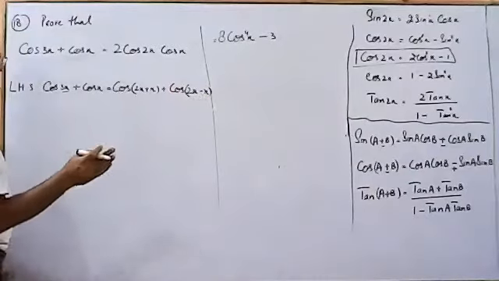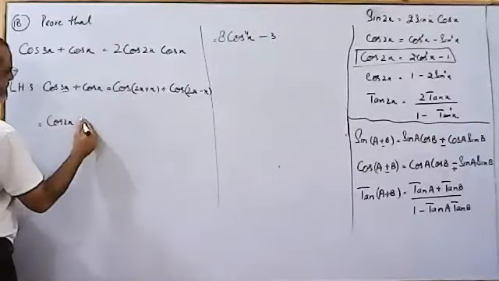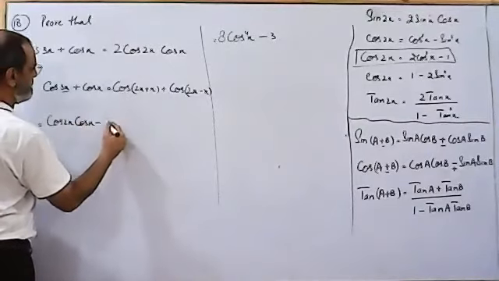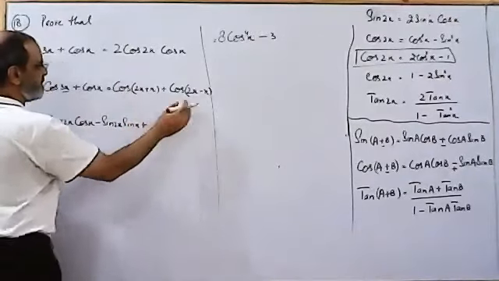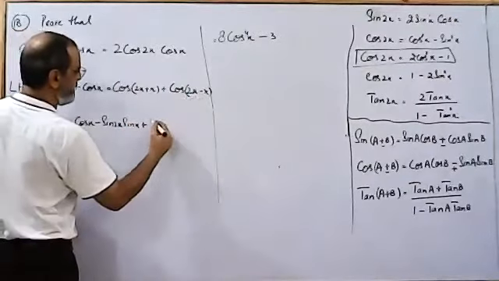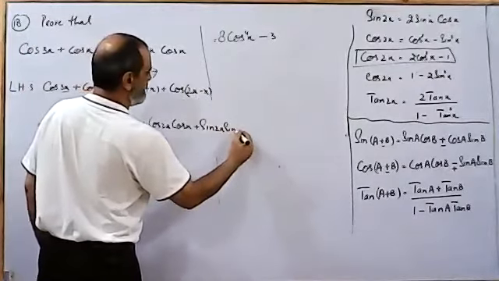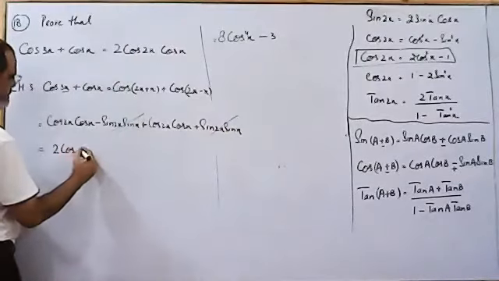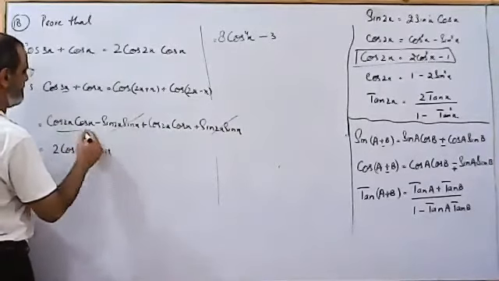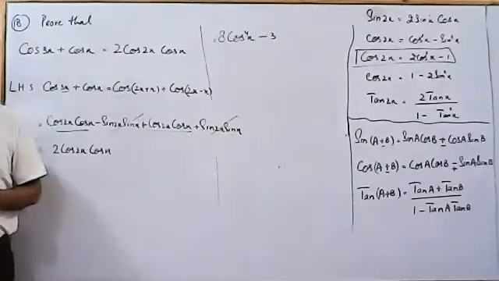Now using the compound angle formula, I can express it as cos 2x cos x minus sin 2x sin x, plus the expansion of cos of 2x minus x, which will be cos 2x cos x plus sin 2x sin x. So the sine terms get cancelled. We're left with 2 cos 2x cos x. Both these expressions are identical. We can add them. We have arrived at the final answer.